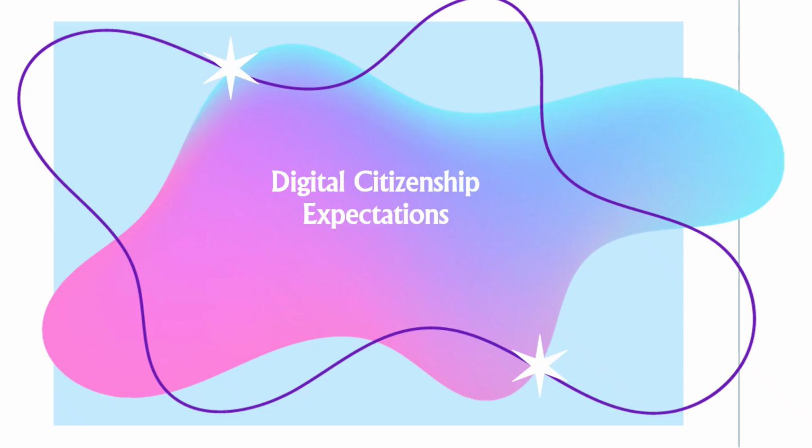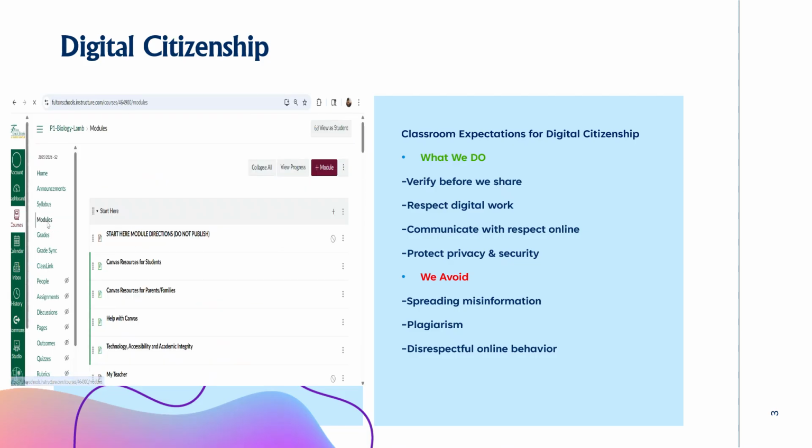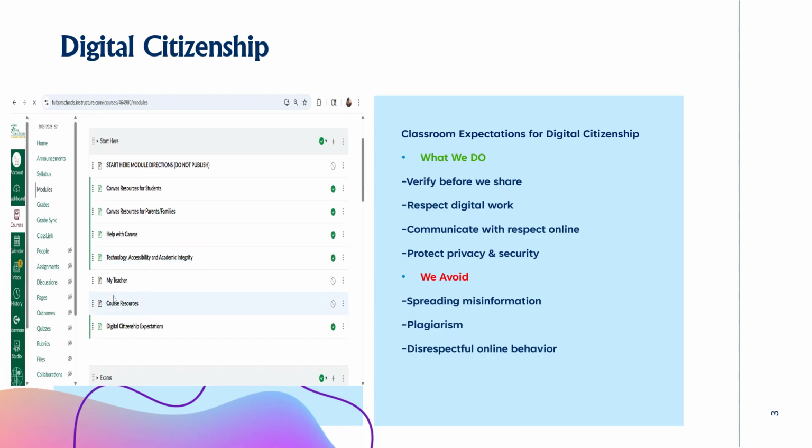Digital citizenship expectations. Before we really started using technology regularly, I made sure my students understood what responsible digital behavior looks like in our classroom. Since this is a science class, accuracy and ethical use of information are very important. I stress verifying information before sharing because there is so much misinformation online, and science depends on evidence.